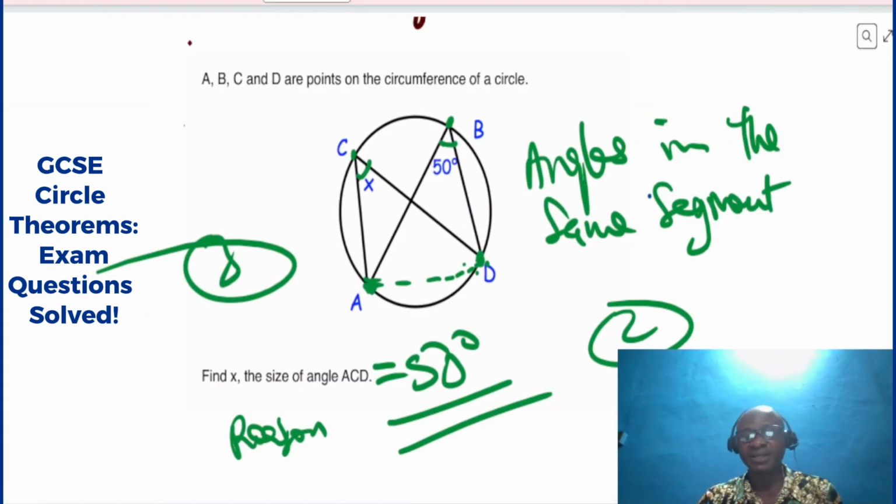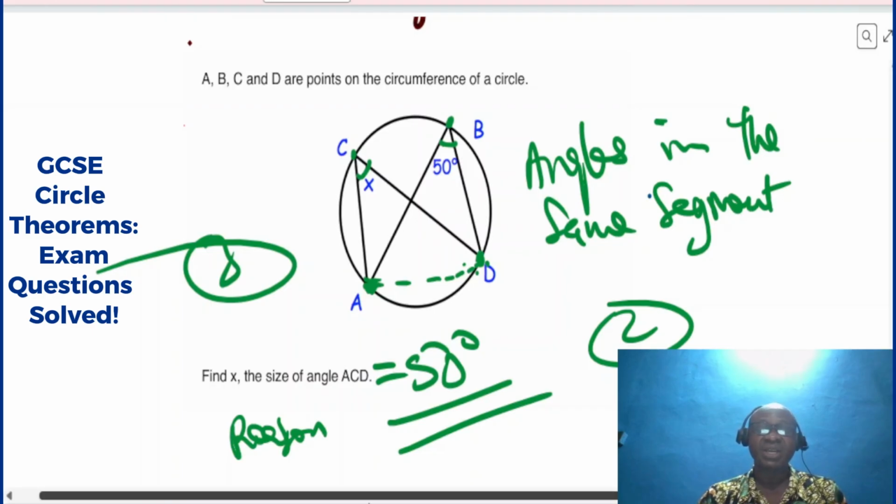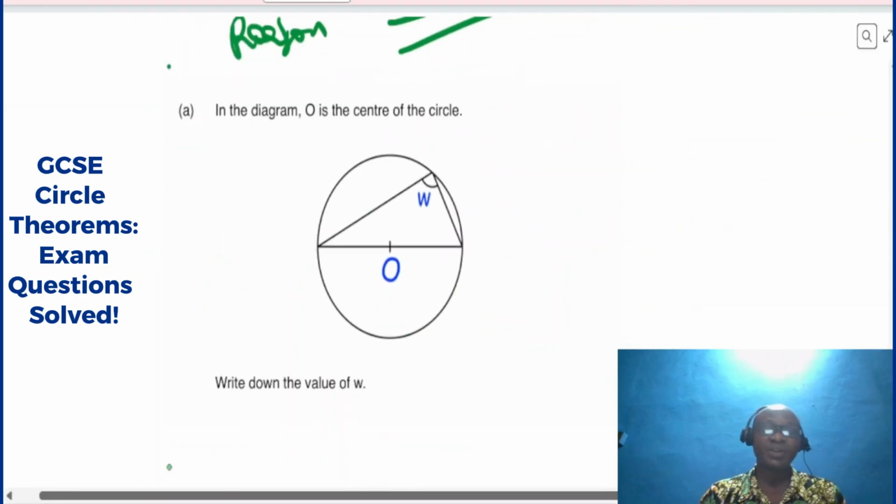Yes, sir. All right. You can see now, you are getting the basics of the circle. It is theory driven. Once you understand theorems, you will always excel. There are more theorems when the angles begin to get complicated. But you can't finish everything in one session. It's a gradual process. Now look at this. Can you try this one? What do you think should be the answer? They say find, write down the value of W, straight to the point.